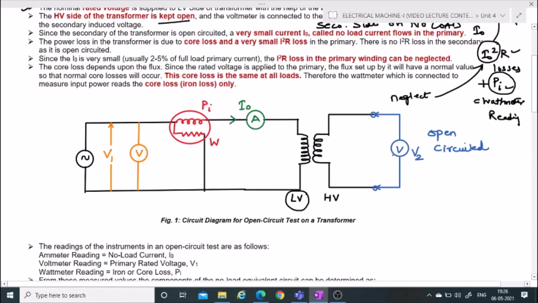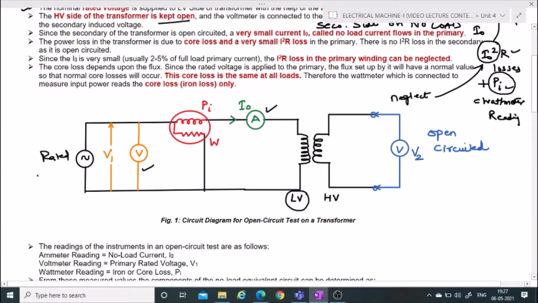A voltmeter is also connected to measure the induced voltage. On the low voltage side, to measure the current, we will connect an ammeter in series and a voltmeter in parallel, and a wattmeter here. So this voltmeter will measure the supply voltage, how much supply voltage we are giving. Okay, so we are giving here the rated voltage.